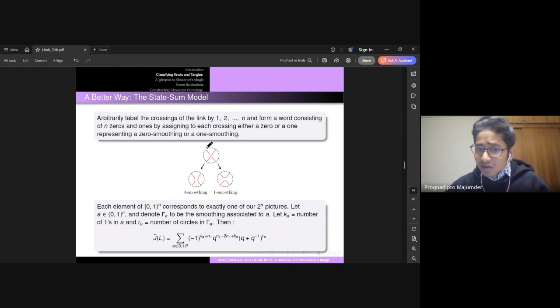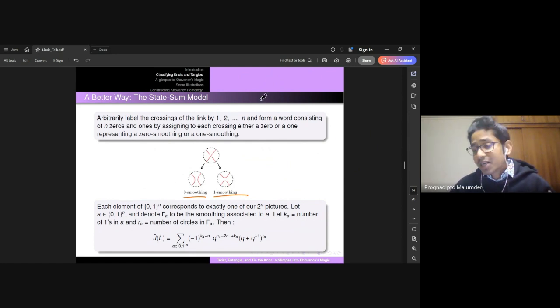So at every crossing, you do two things. Either you do this, or you smoothen it out this way. There are two ways to smoothen it, and one of them just gives you the bracket, and the other one gives you the bracket times minus q. One of these you call a 0 smoothing, and this you call a 1 smoothing.